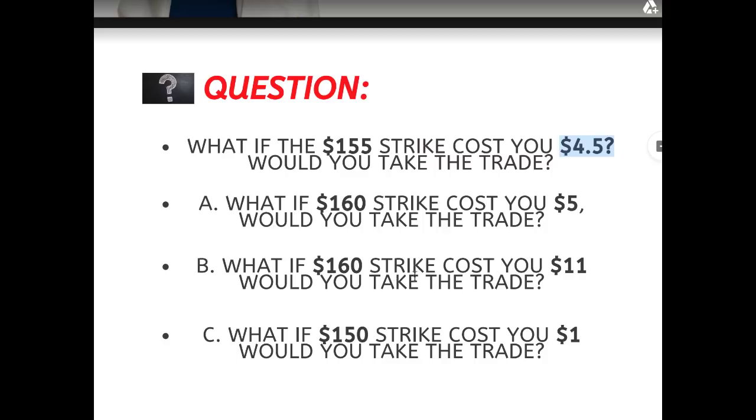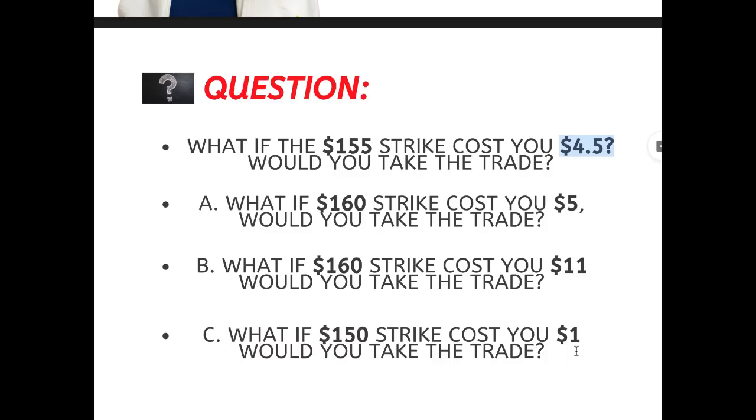What if the 160 strike cost you $11? Would you take the trade? What if the 150 strike cost you $1? Guys, just $1. Man, I like the 150 strike. Man, it's $1. Would you take the trade?